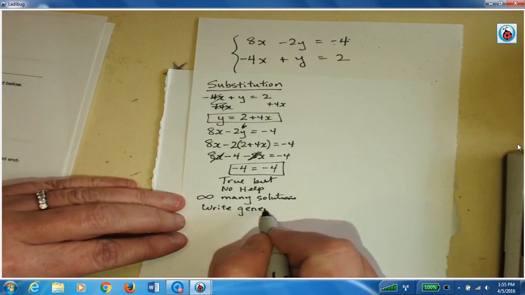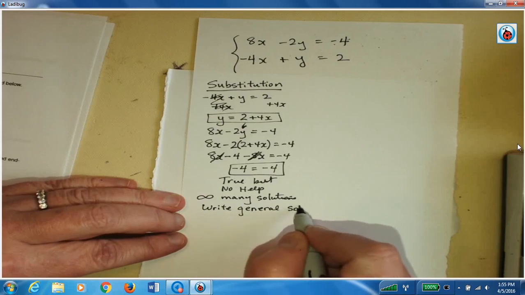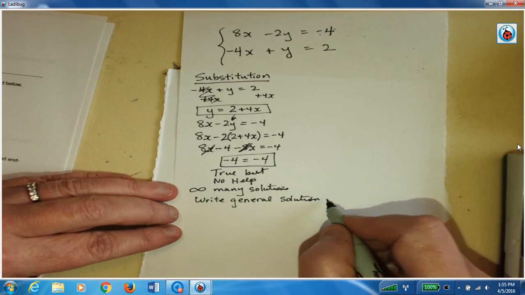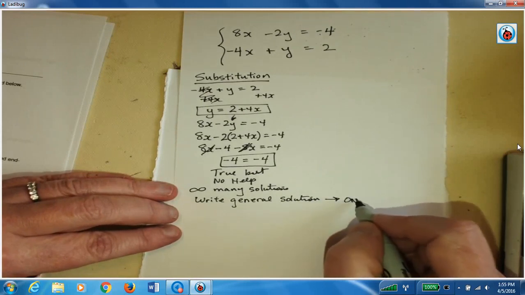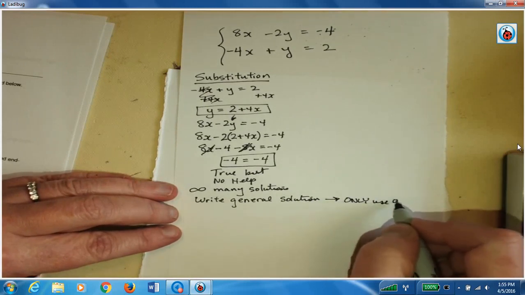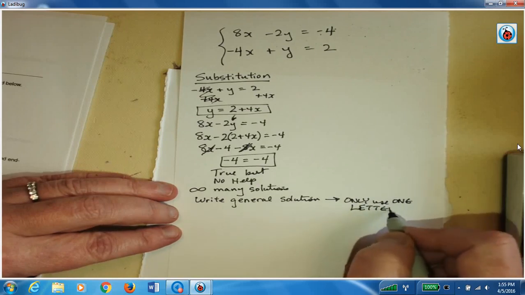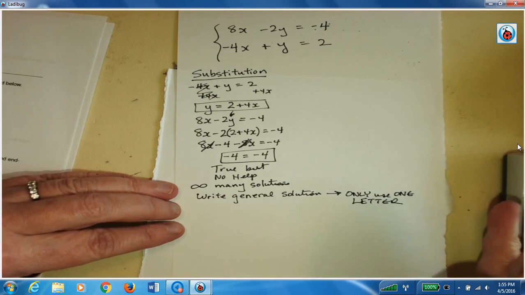What do I mean by a general solution? I mean a solution where you only use one letter. And which letter you use doesn't matter.